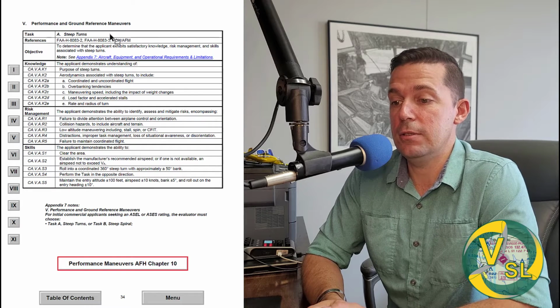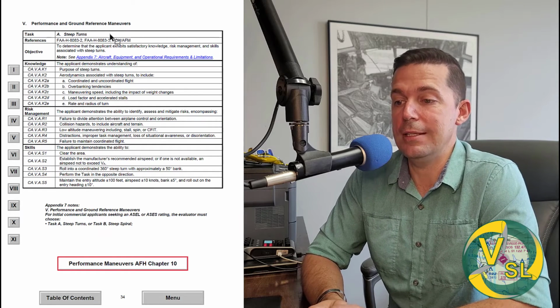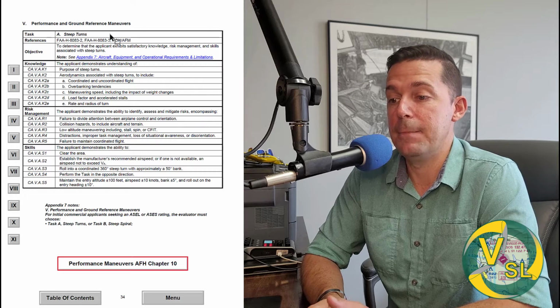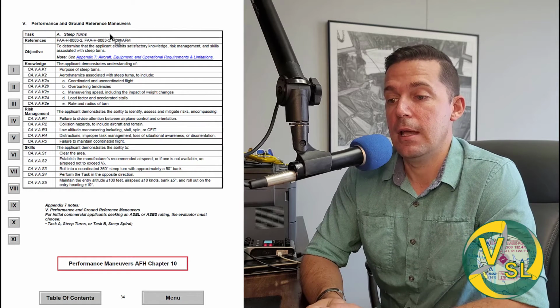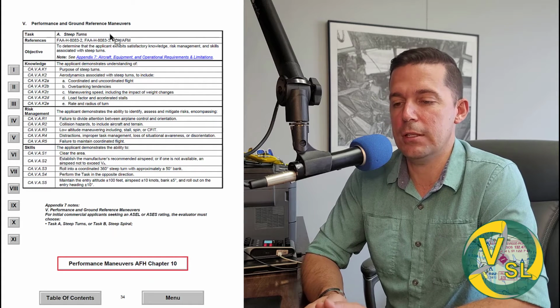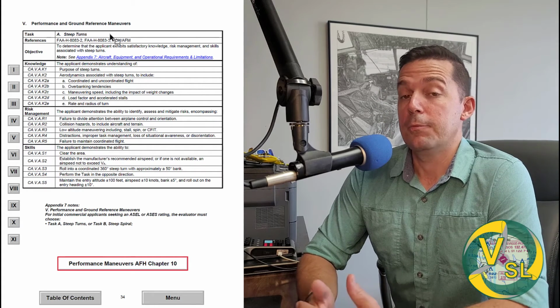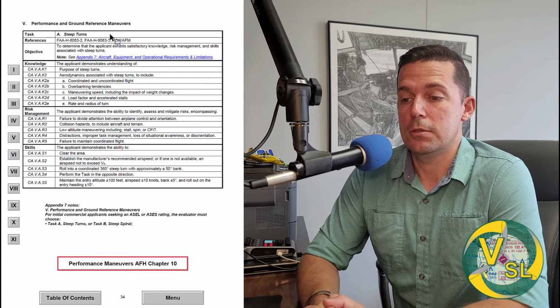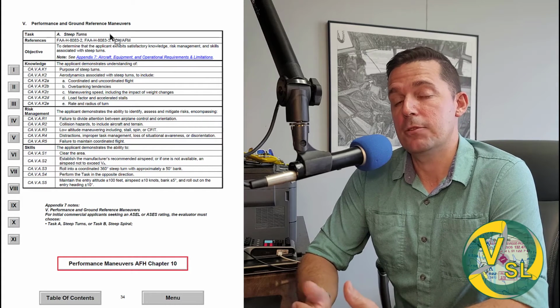Maintain entry altitude plus or minus 100 feet, airspeed plus or minus 10 knots, bank plus or minus 5 degrees, and roll out on the entry heading plus or minus 10 degrees. So those are our objective standards there. Now I've put in some custom notes that reference back to Appendix 7.